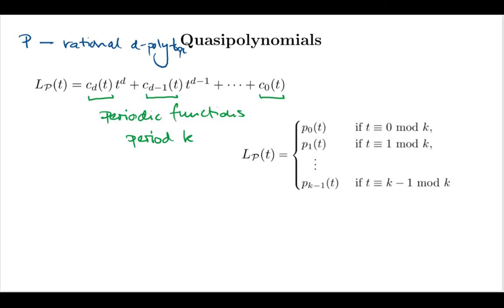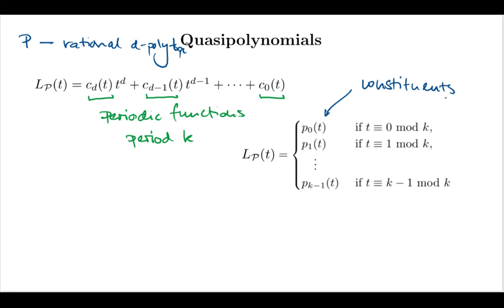Here's an alternative way of writing down a quasi-polynomial. Namely, I can think of a quasi-polynomial as a list of polynomials. So what you see here on the right, these functions p0, p1, and so on, are actual polynomials. And my quasi-polynomial goes through this list of polynomials in a cyclic fashion, depending on what t is modulo k. These polynomials are called the constituents of the quasi-polynomial. I like this name.